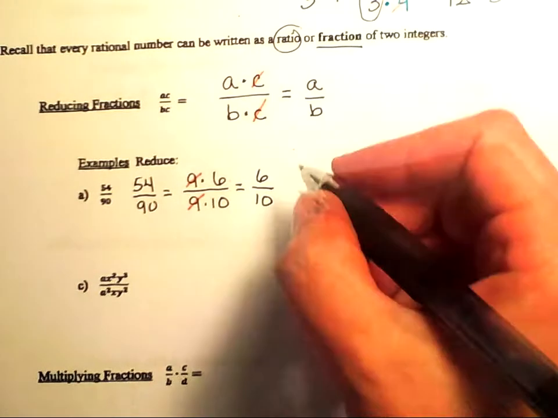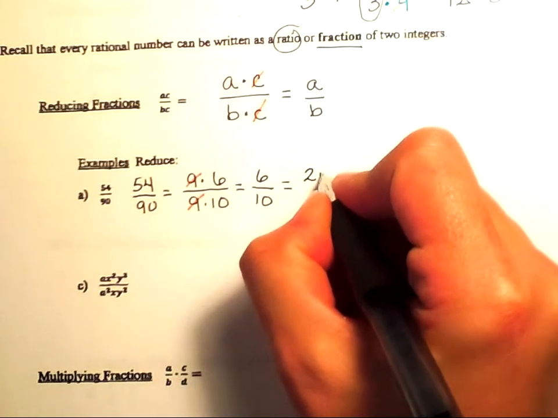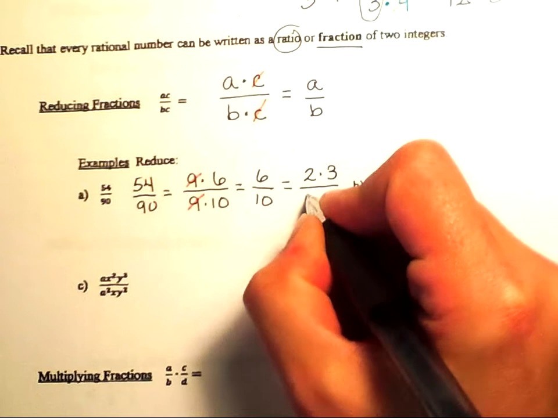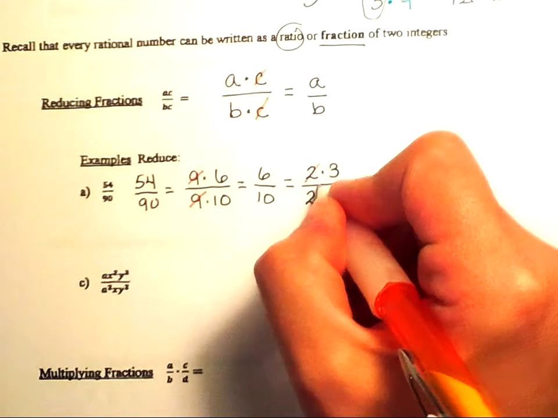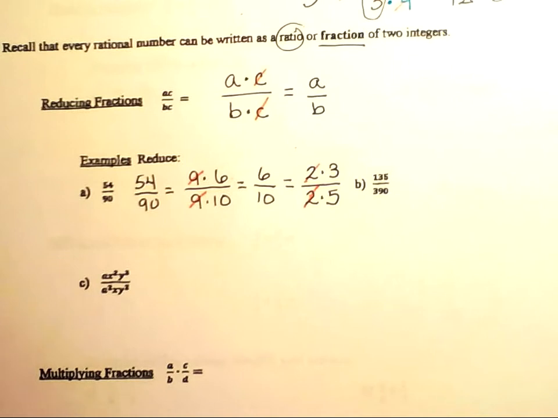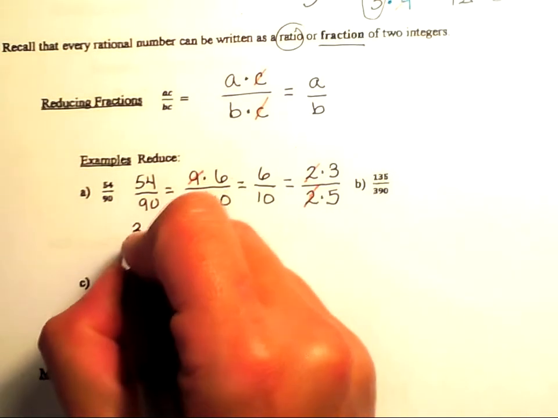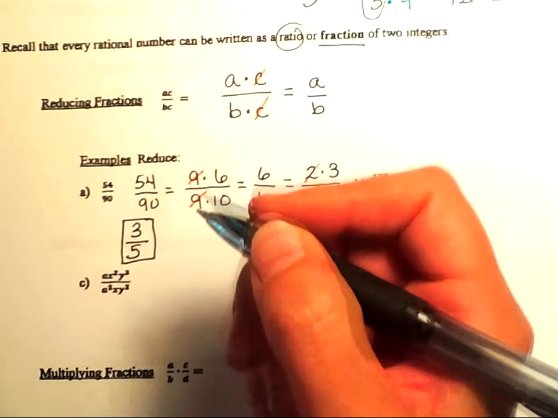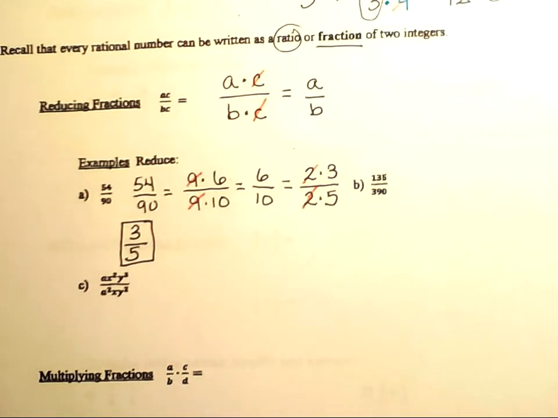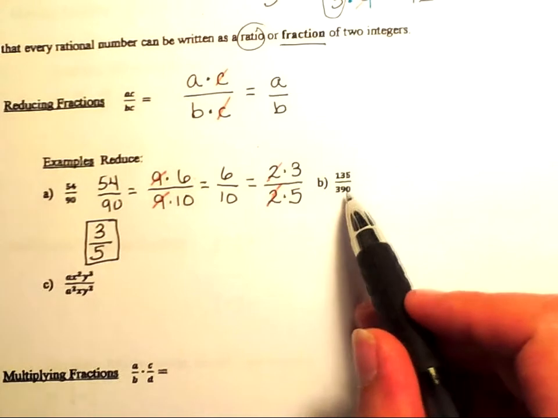But notice I could go further, because I know that 6 is 2 times 3, and 10 is 2 times 5. So there's a further common factor of 2 involved. I can cancel that, and we're left with simply 3/5. There are no more common factors, so 54/90 is equivalent to 3/5. Let's try another one.